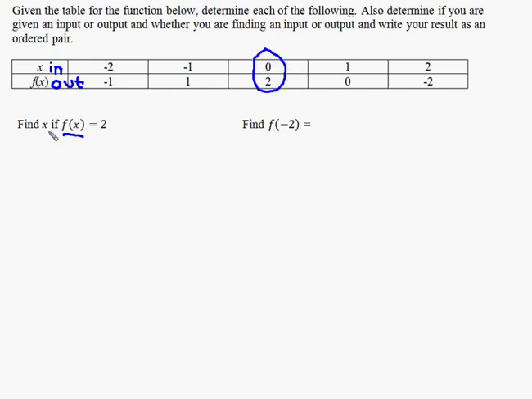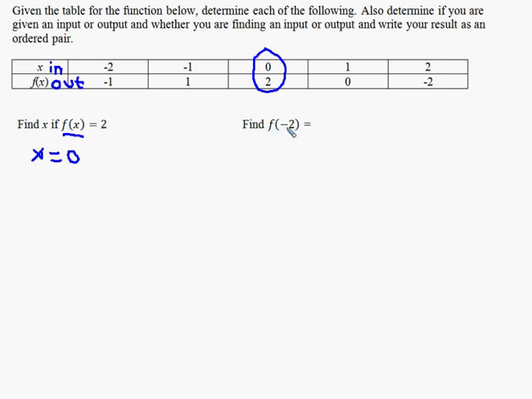So this is the information I need to look at for this problem. The question find x means you need to look up here and say, oh, this is x equals 0. It's the input that would give me the output 2. So simply x equals 0 is the answer to this question. The second one's a little trickier.